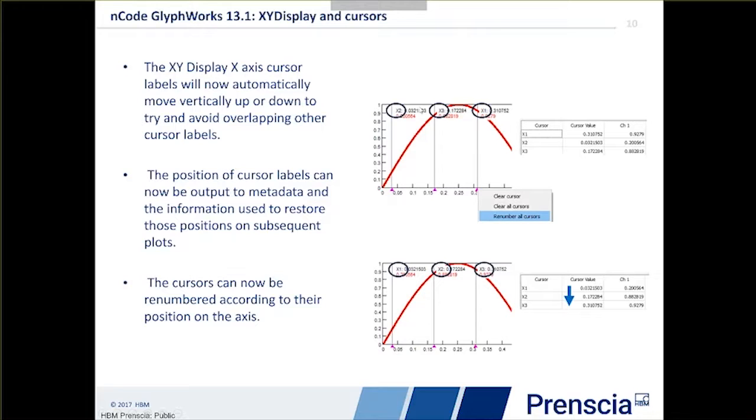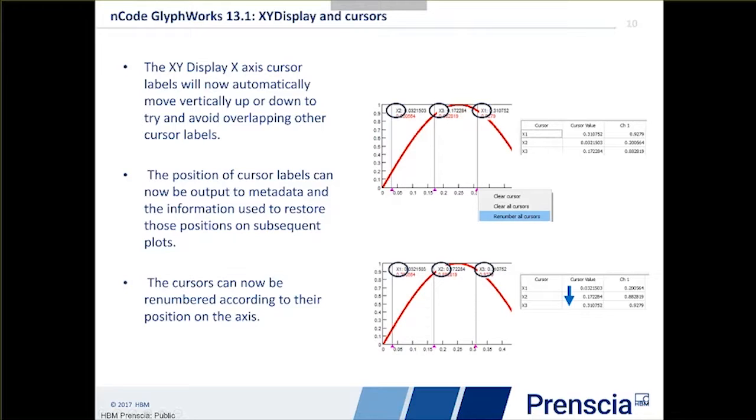Also, those labels, you can decide where to position them. You can drag them with the mouse, such that, for instance, they do not overlap with the data. And now, what we did in 13.1, we can now save via metadata the position of the labels, as well as the position of the cursors, of course.